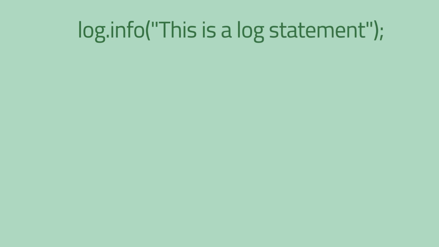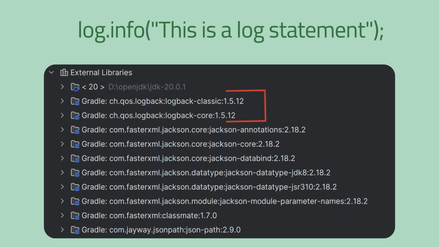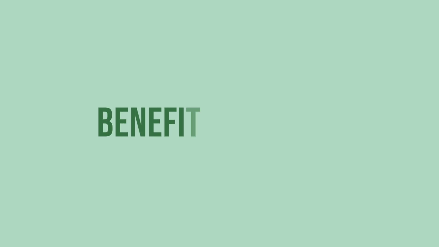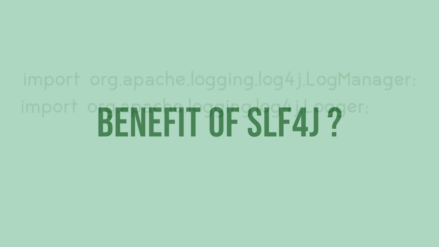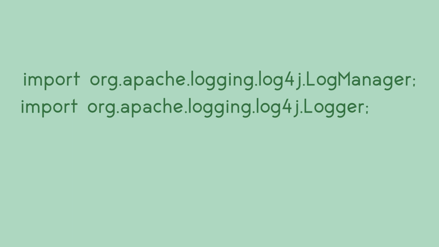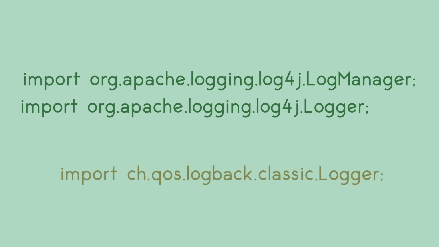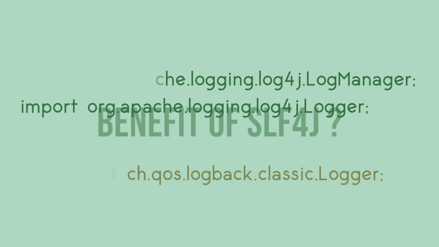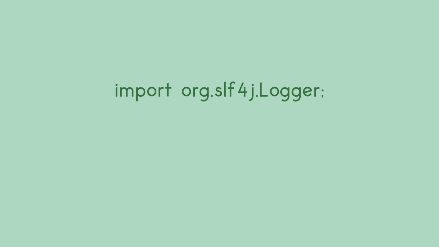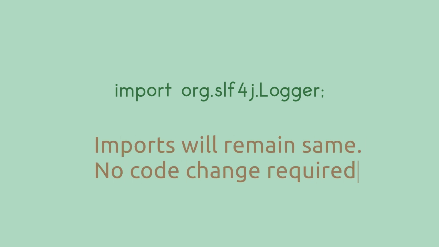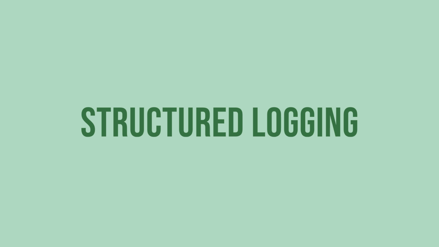You write your logs using SLF4J's methods, and it passes the call to whichever logging backend is present at runtime. Imagine writing your entire app using Log4j APIs, and one day, you decide to switch to Logback. You will have to change hundreds of lines of code. But if you use SLF4J, you just swap the dependency. No code changes needed. This decouples your application code from the logging backend. Clean and future-proof.